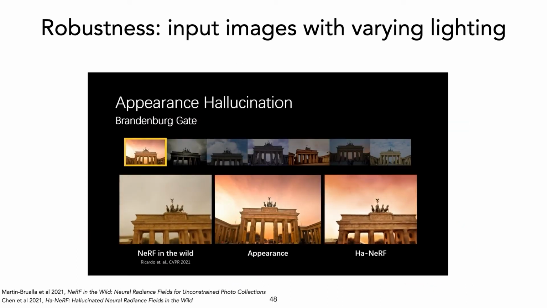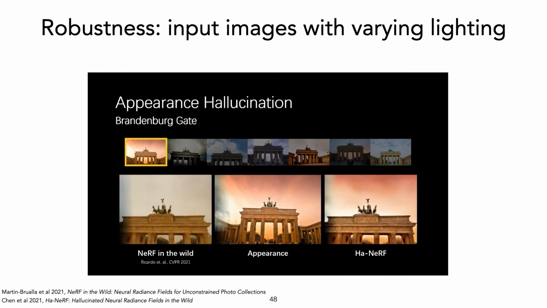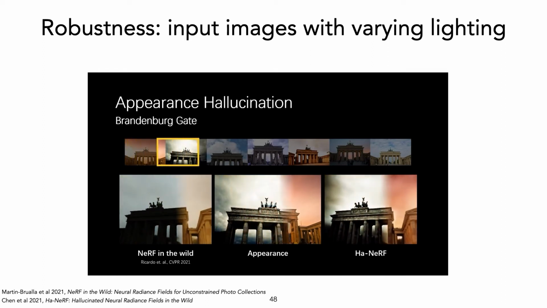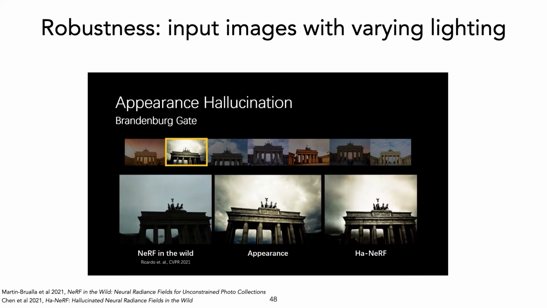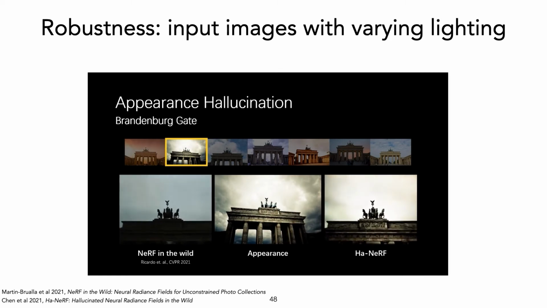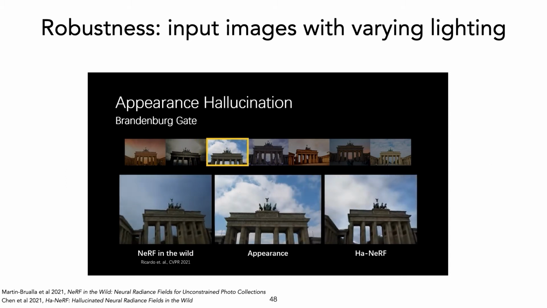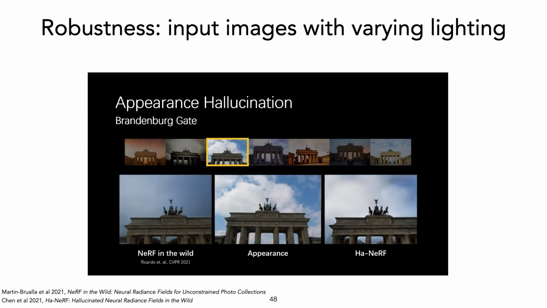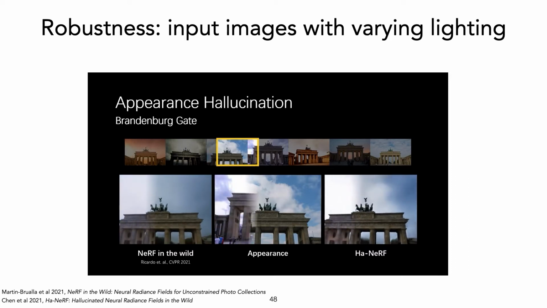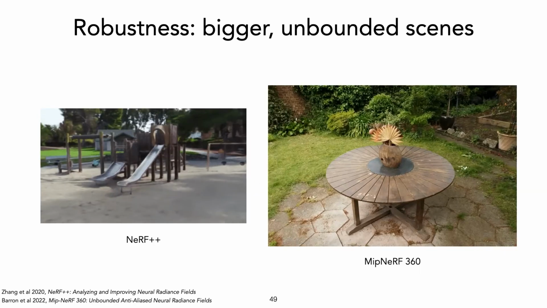Moving on to robustness, one useful ability here is handling captures where photos are taken at different times, such as this dataset created by scraping tourist photos of landmarks. So these sorts of methods add additional variables to the underlying representation that can capture this appearance variation and render novel views under different lighting conditions.